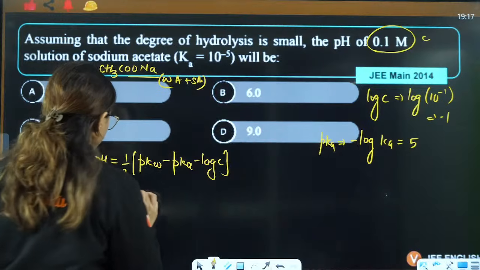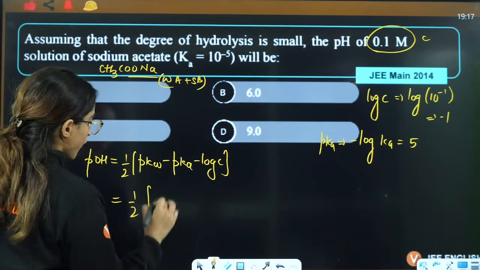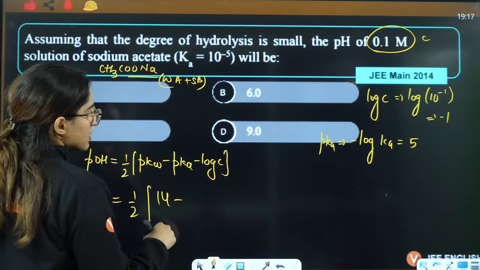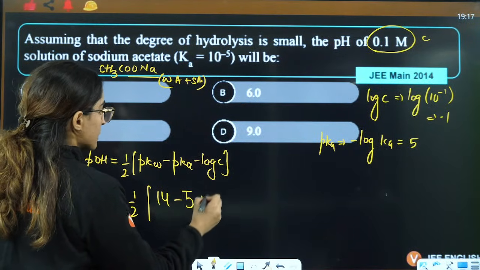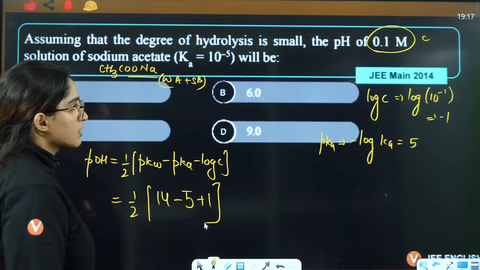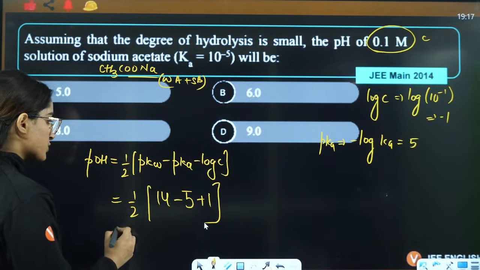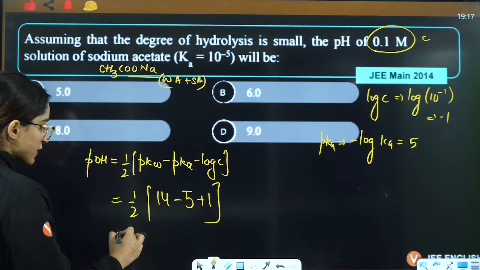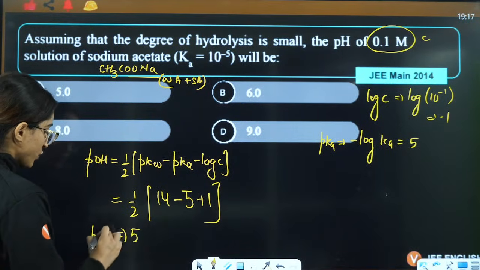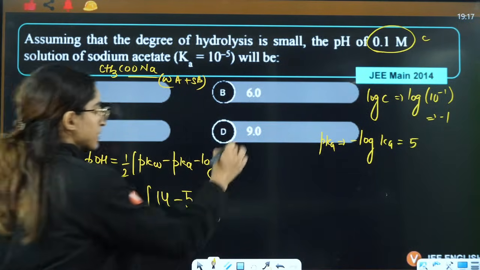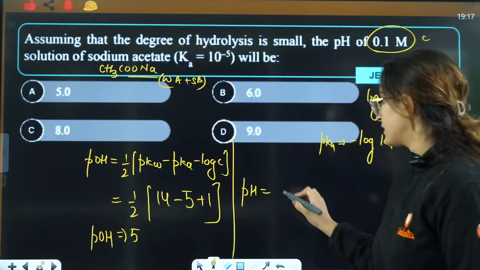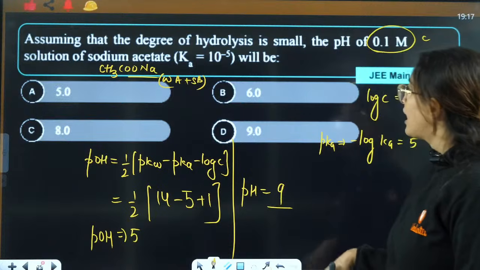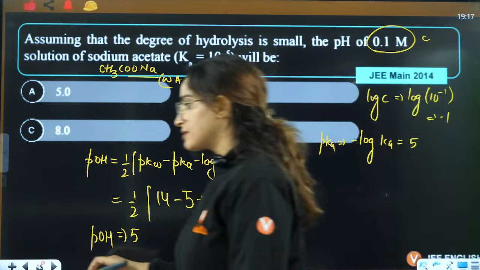So put it here. This will become half of 14 minus pKa, which is 5, minus log of C, which is minus 1. Minus 1 is plus 1. So it is 15 minus 5 is 10, half of it is 5. So pOH is equal to 5. Then the value of pH will become 9. Okay. Answer will be 9 is the correct answer.